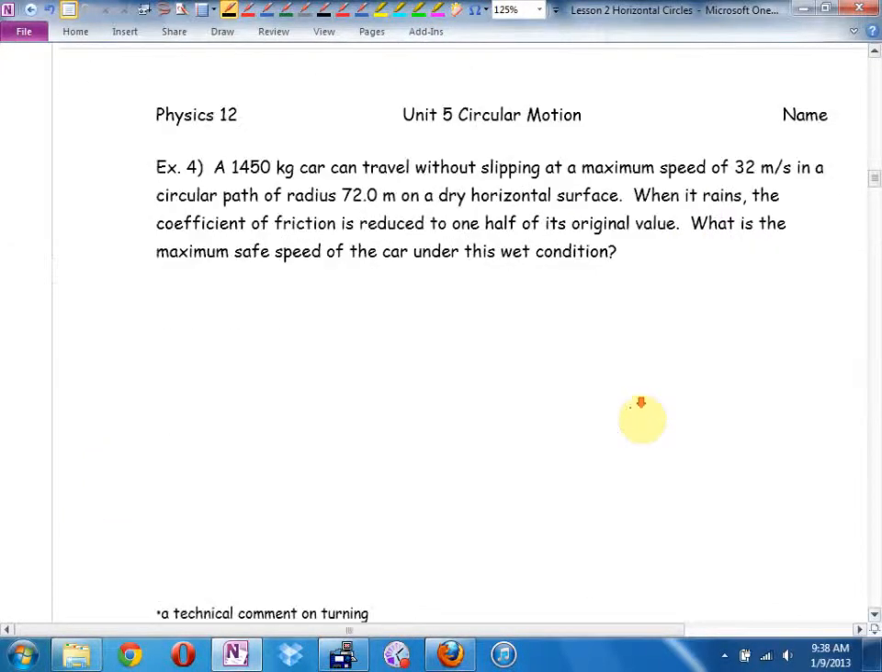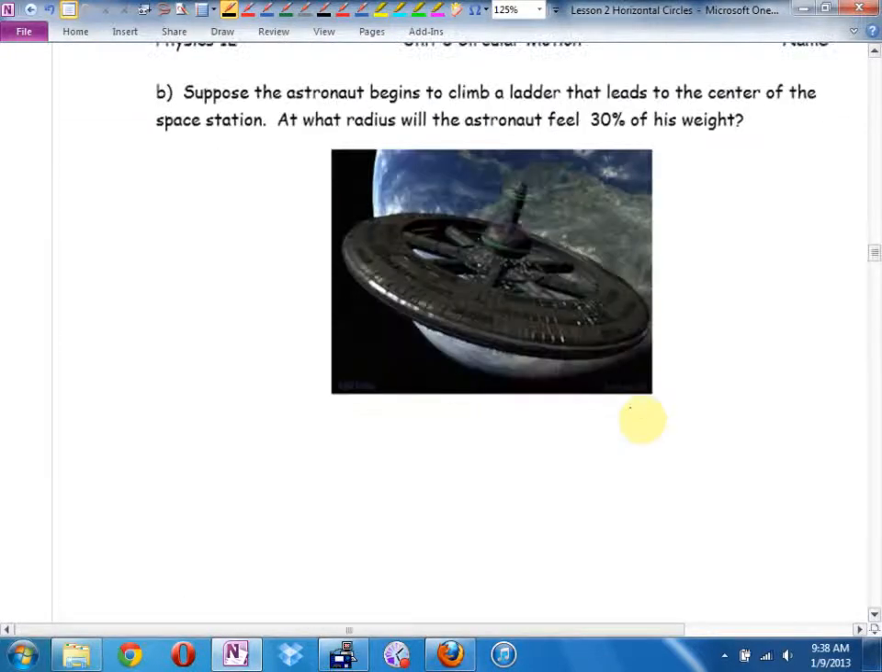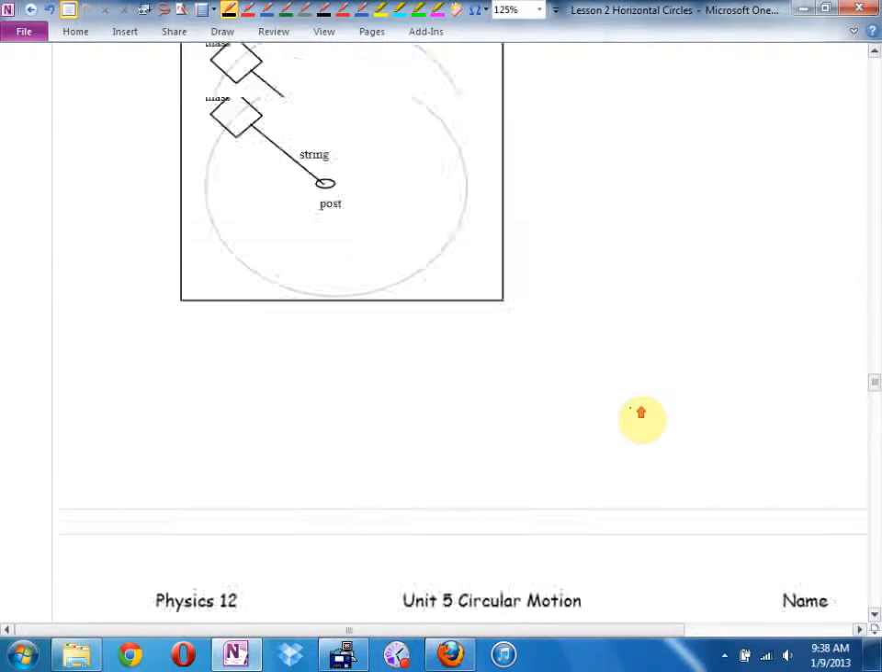Turn the page. Let's see, how far are we going to get here? Yeah, we'll do one more.